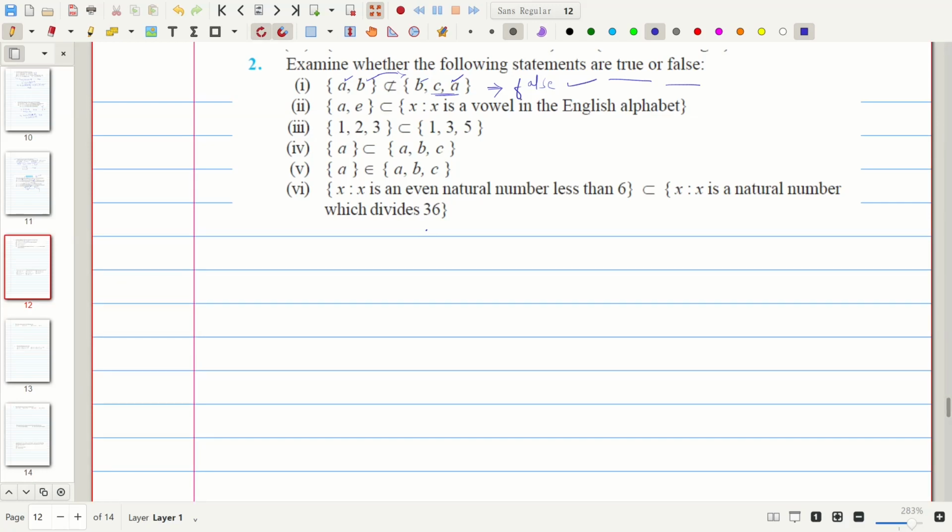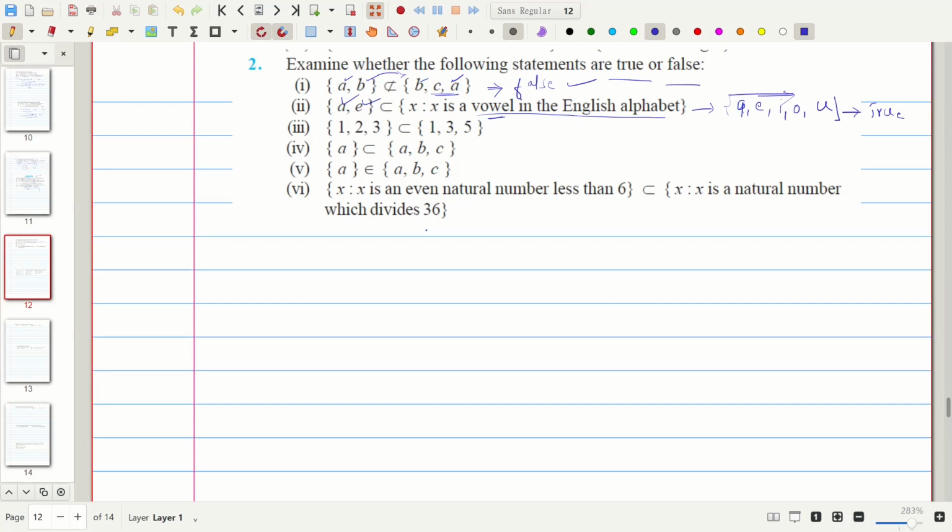The next one: x is a vowel in the English alphabet. The vowels in English are a, e, i, o, u. Here a is there and b is there in this set, so it is a subset of this set. Then it is true, it is given as true.